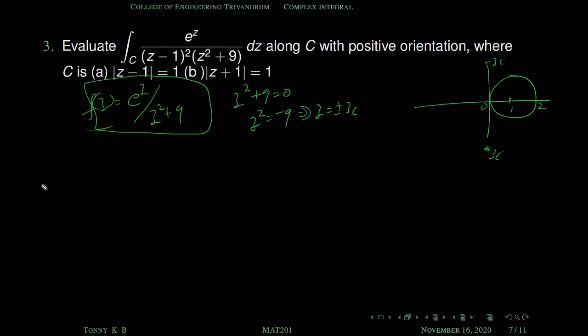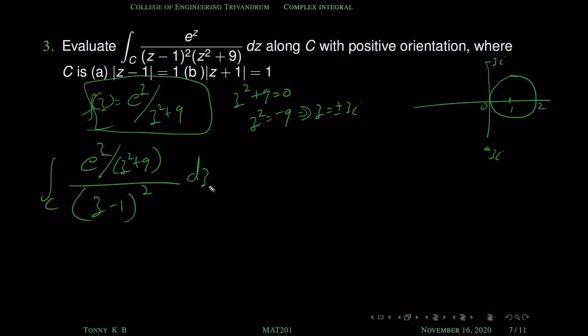Okay, so we rearrange the problem like this: integral over C of e raised to z by z square plus 9, all divided by z minus 1 all square, dz. Now we are ready to apply Cauchy's integral formula for derivatives. Right. So then the answer, this is equal to what? What is that z naught? Coefficient കിട്ടി നമുക്ക്. That z naught is 1. Right.